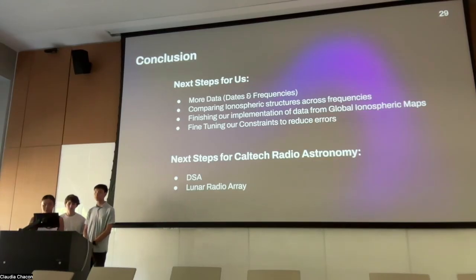For Caltech radio astronomy, some possible steps are developing new instrumentation, such as the DSA and the lunar radio array, that are capable of doing further measurements. Also, having radio telescopes in space would be more beneficial for this research because they wouldn't be affected by the ionosphere's effects, making it easier to analyze source positions and other information that is relative to low frequency astronomy.